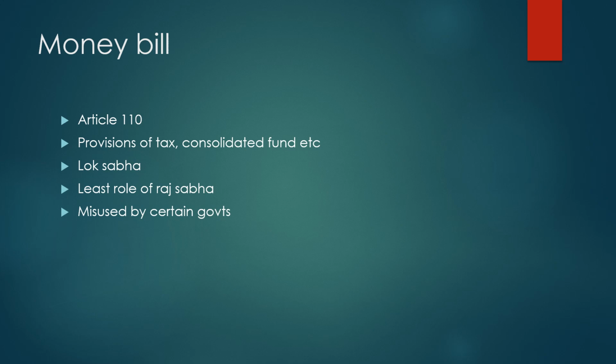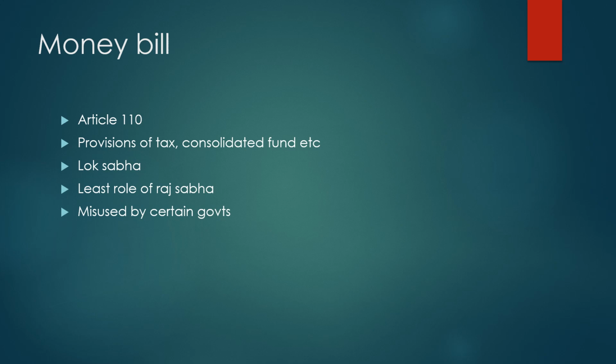Now moving to another article, it is about the money bill. We had discussed money bill earlier. It is mentioned in Article 110. It has 6 provisions, which are broadly divided into provisions of tax, money from the Consolidated Fund of India, the guarantees given by the government, and all that.